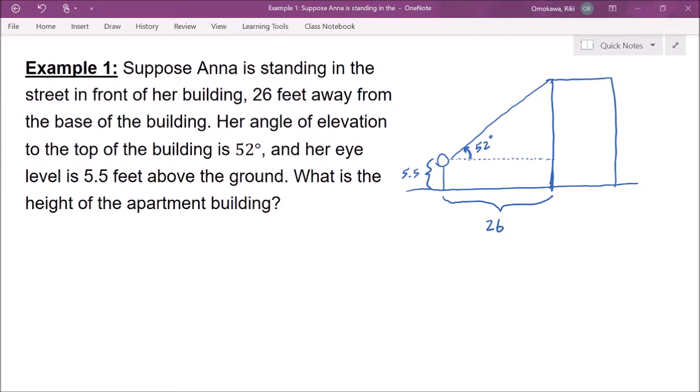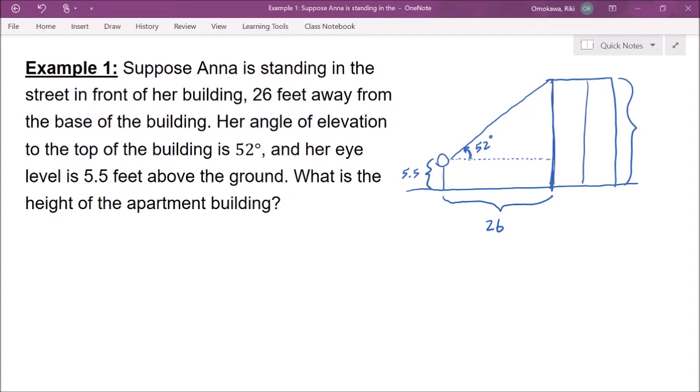So we've labeled all the given info in the problem on the diagram. But what's our unknown? What are we being asked to find? It says, what is the height of the apartment building? So that's like this distance, right? Or even like down the middle, the height could be there or there.